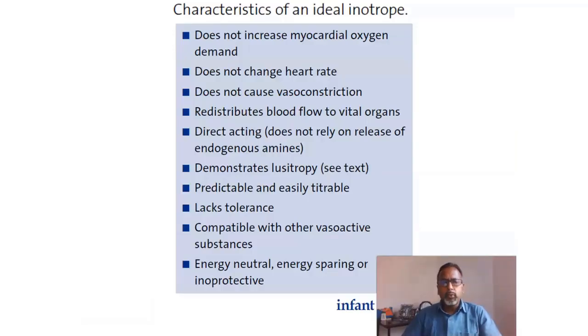Now, we always look for an ideal inotrope. In a broad sense, you are looking at an inotrope which is going to increase your cardiac contractility or cardiac output, that is, improve the performance of the myocardium without an increase in the myocardial oxygen consumption or any arrhythmic potential. So you want the inotrope to increase the performance without having any negative effect.